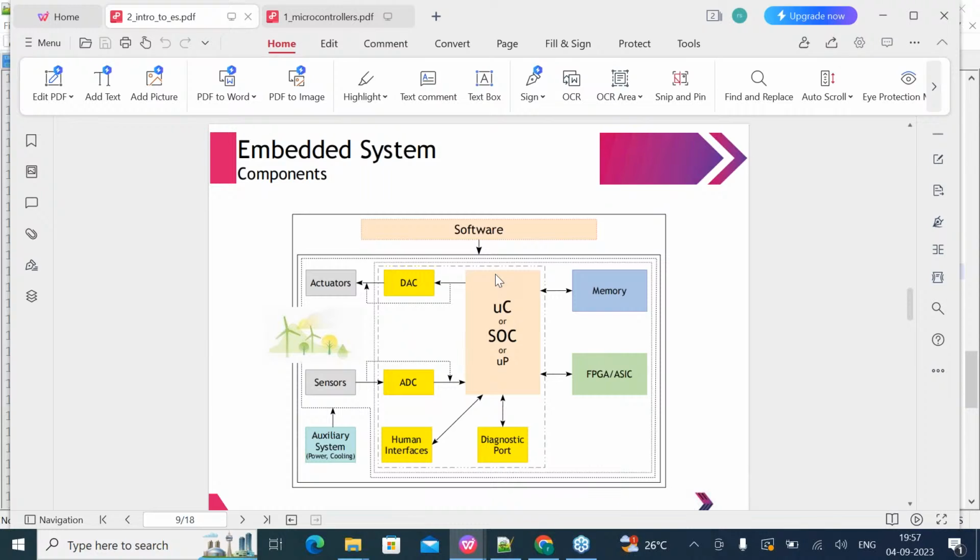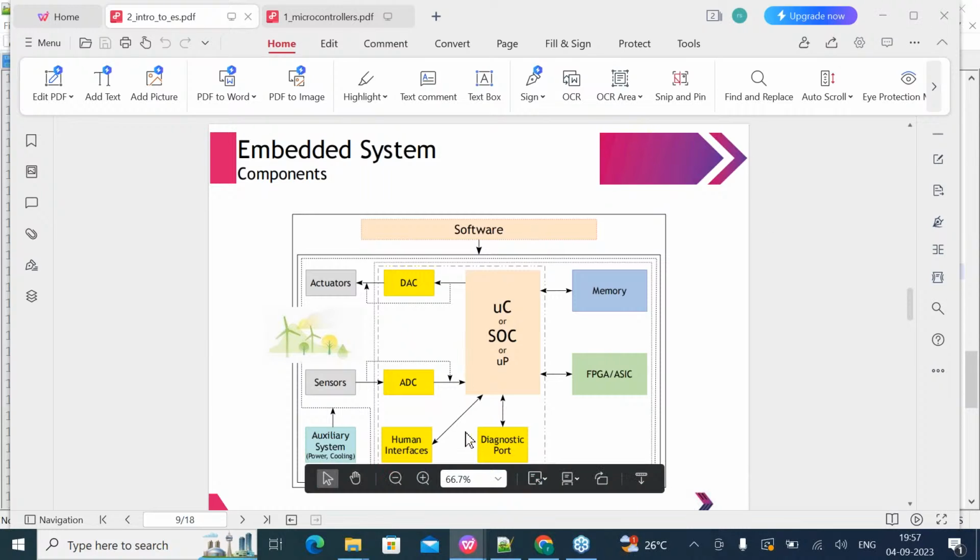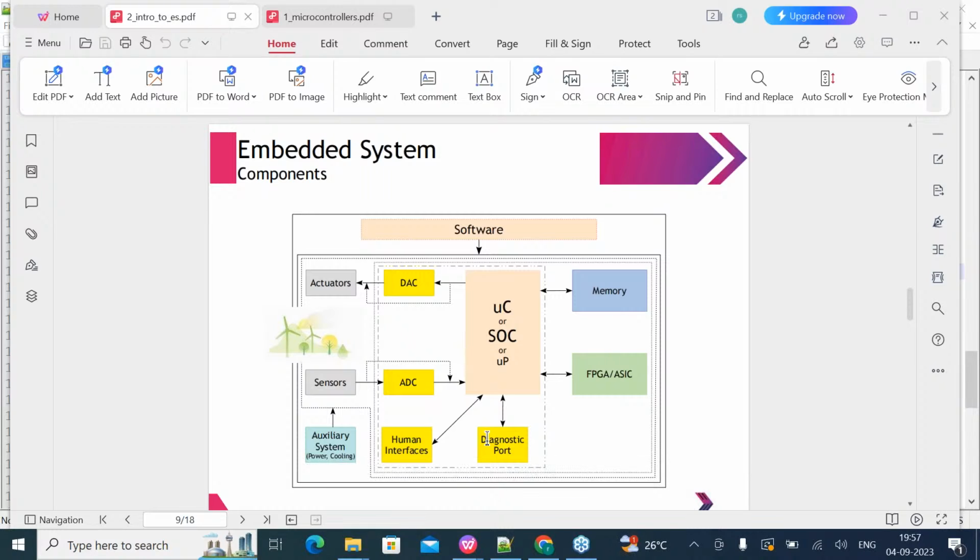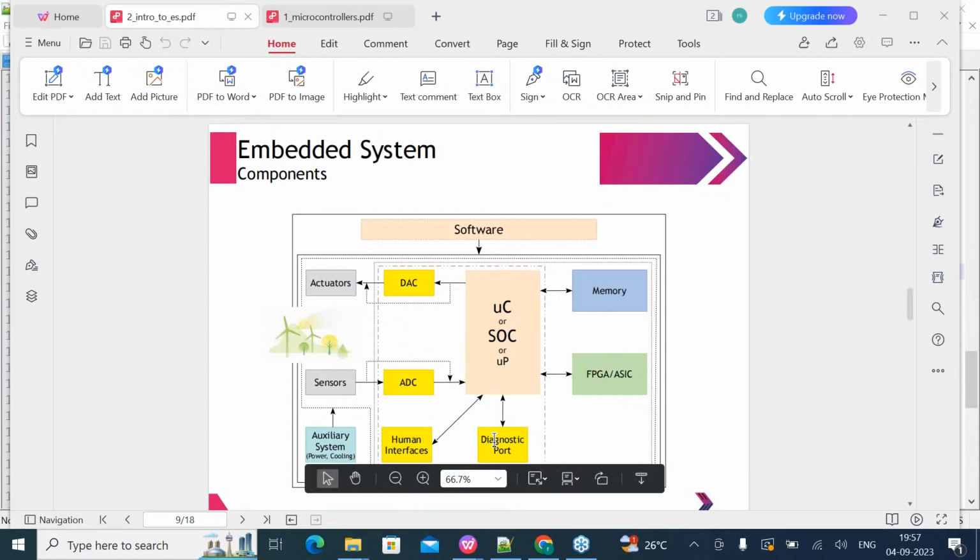Try to understand. Diagnostic port means what? A port which might be doing the diagnosis of the system itself. If there is any issue, this port tries to resolve that issue there itself, or at least if you are referring to the embedded system for diagnosis, what goes wrong, that information you are able to see in this diagnostic port. Understanding?